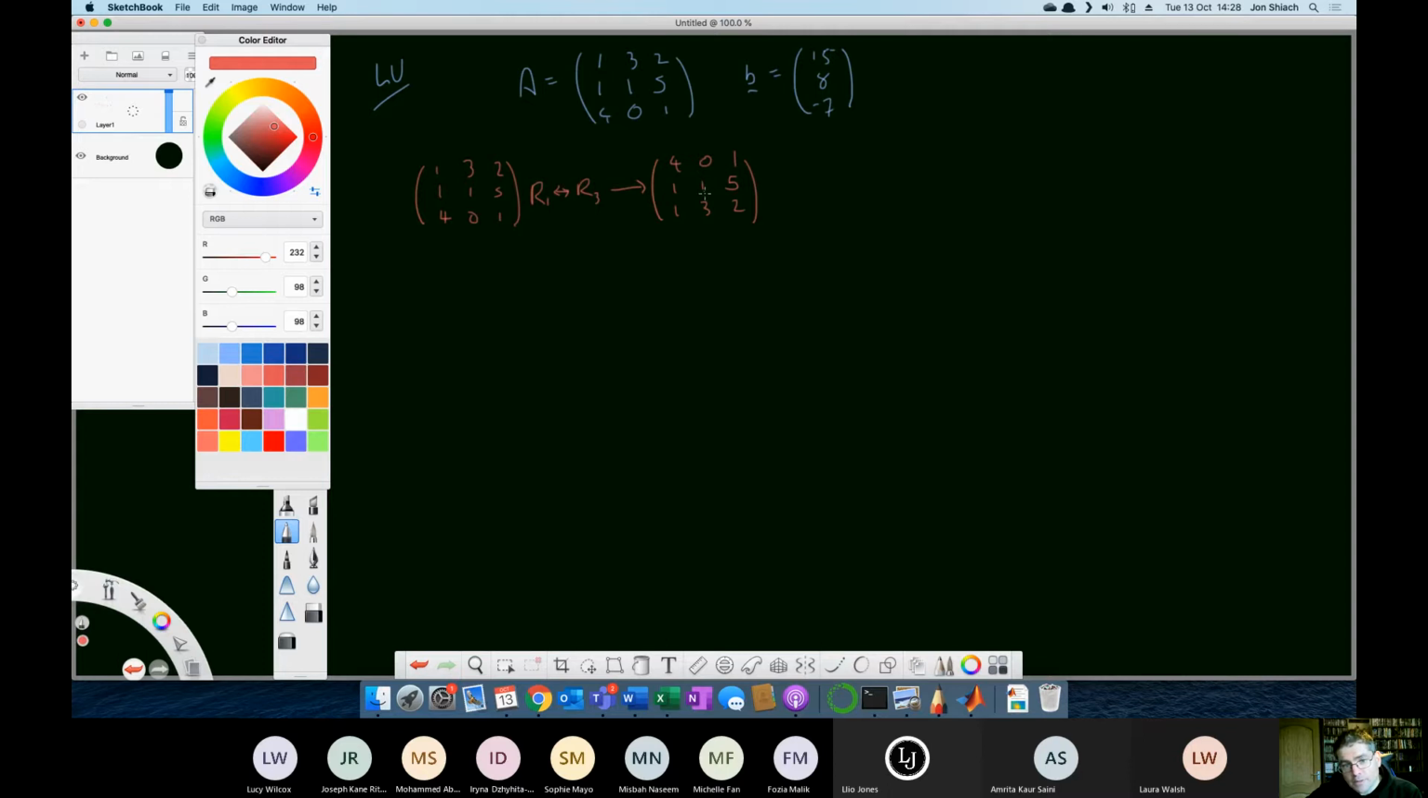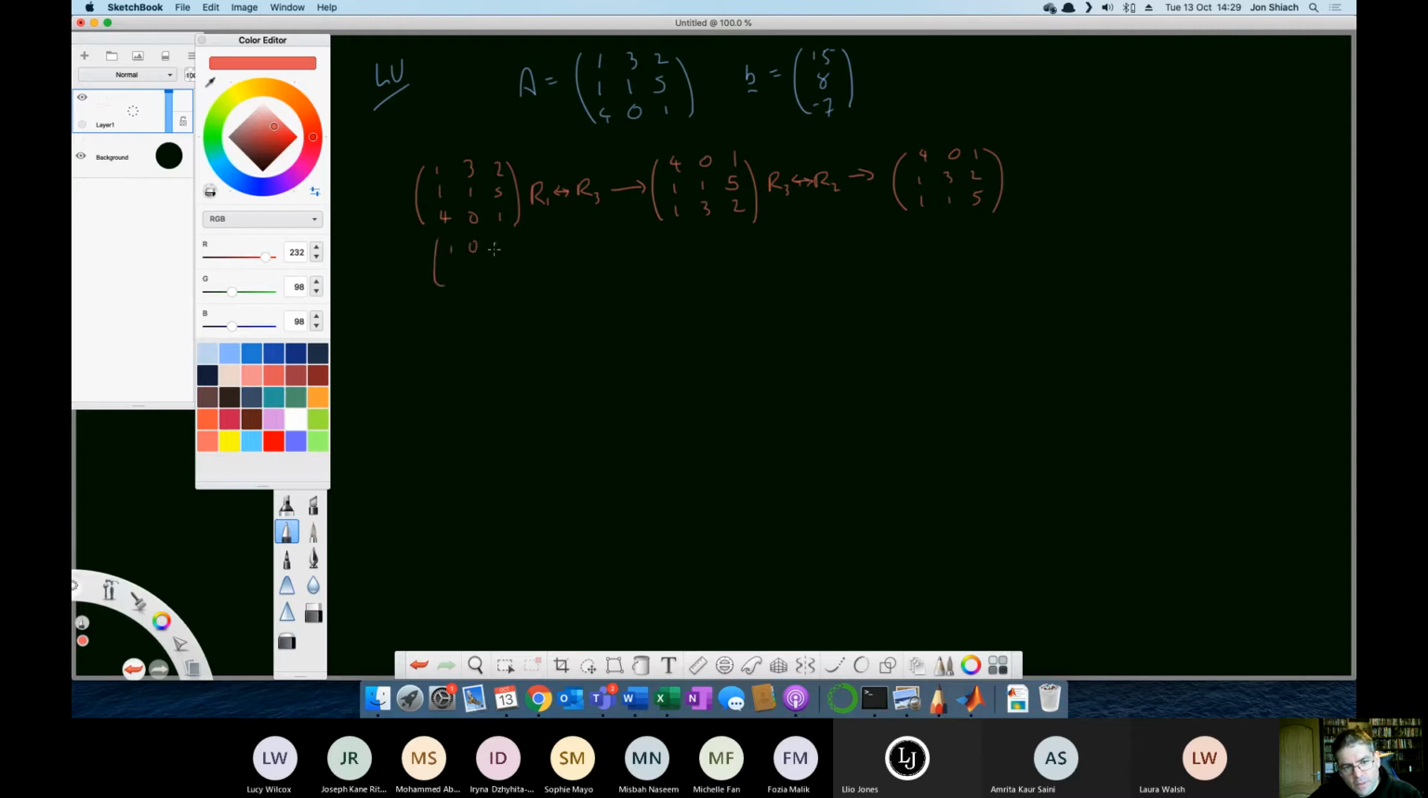Our next pivot element is this one here, and it's clearly less than 3. So I'm just going to swap rows 3 and 2 around. The first row is unchanged. Second row 1, 3, 2, and then 1, 1, 5. So with our row swaps, we've performed partial pivoting.